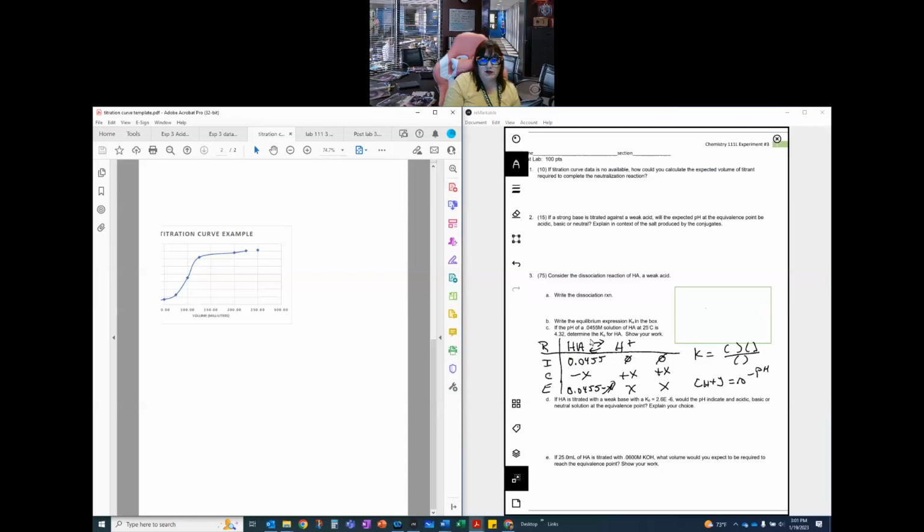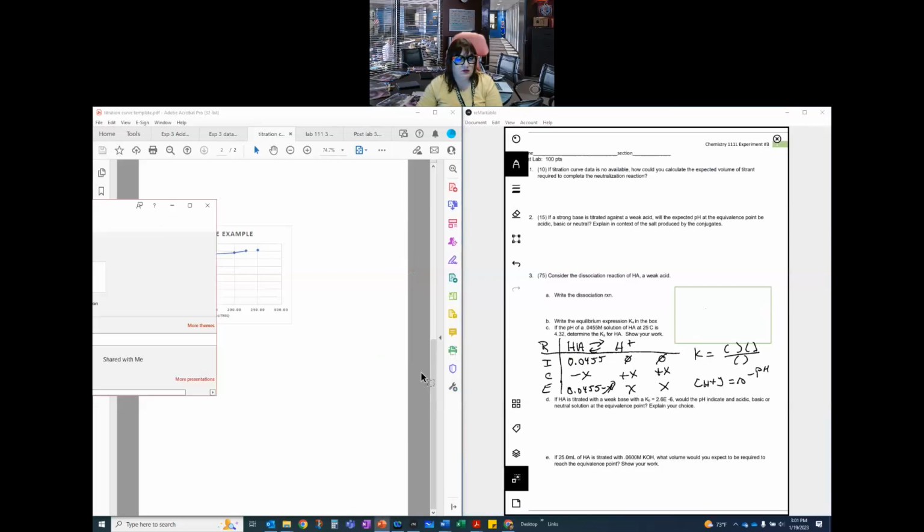And that would give me a numerical value for Ka, which I would then report. Okay? And that's what you're looking to do. Now, if HA is titrated with a weak base that has a Kb of 2.6 times 10 to the minus 6, would the pH indicate an acidic, basic, or neutral solution at the equivalence point? So now you're going to have a Ka for the acid that you're talking about, and a Kb for this weak base.